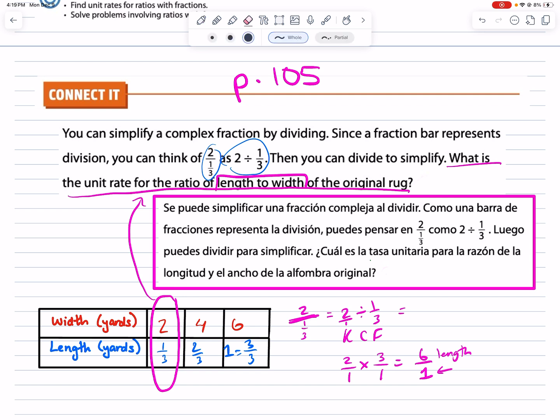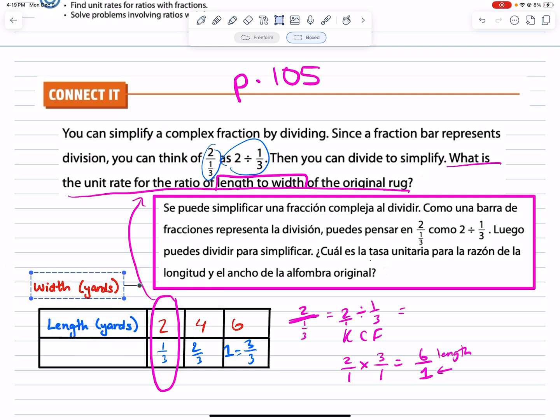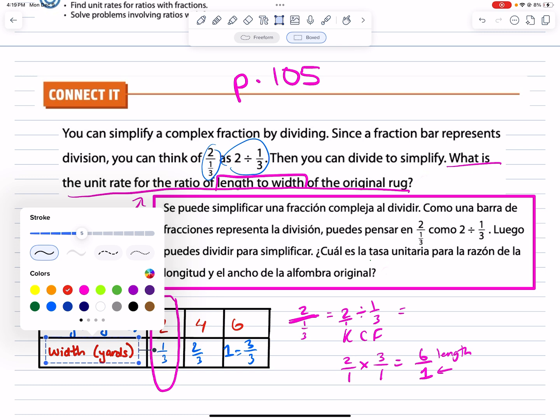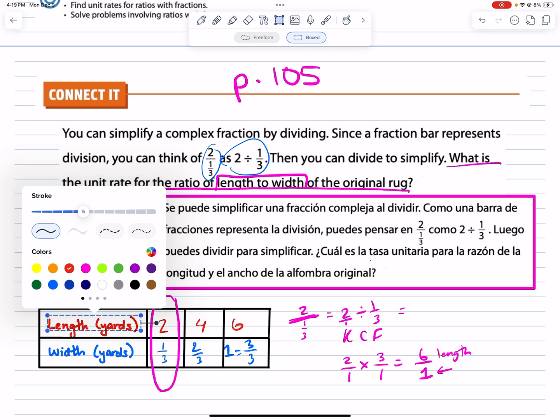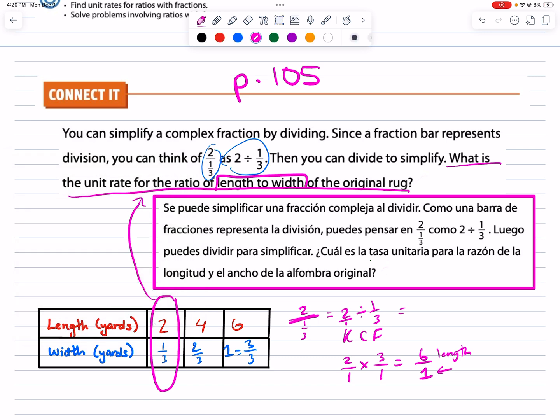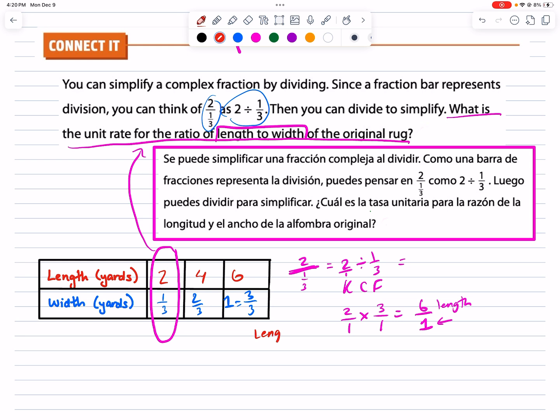Oh, that's what I did wrong. No wonder I was a little bit confused. The length's at the top and the width's at the bottom, so we'll turn that to blue and that into red. There you go, that makes more sense. So length over width. If you're wondering how I got that, it even tells you here: length to width. So 6 in length will give you 1 in width.